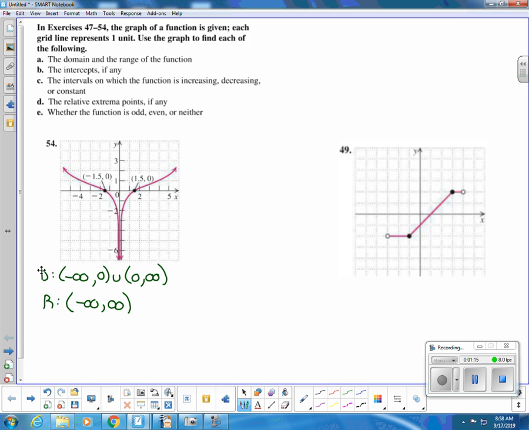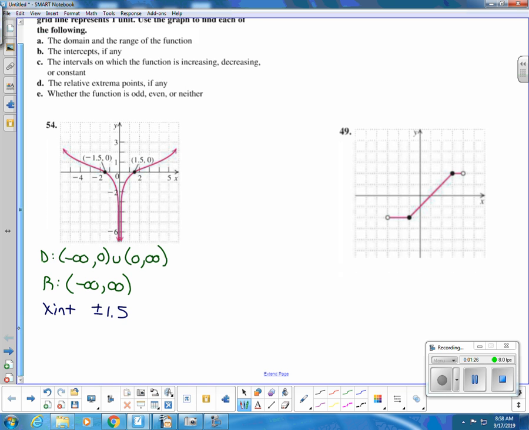The intercepts, it has two x-intercepts at 1.5 and negative 1.5, so I'm going to list them as plus or minus 1.5. There's a vertical asymptote at 0, so you can't have a y-intercept. It's not available to it. All right, increasing and decreasing and constant. So there's no constant sections. Increasing, it looks like 0 to infinity. Decreasing is negative infinity to 0. No constants.